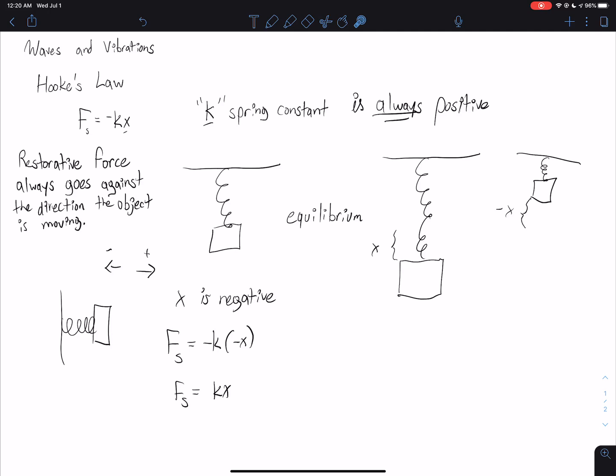So just remember, and this is important, our restorative force always pushes or pulls the object back towards that equilibrium position.